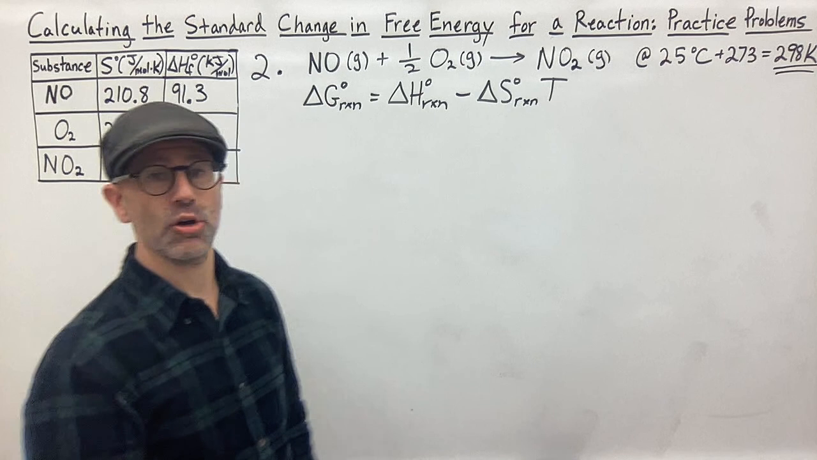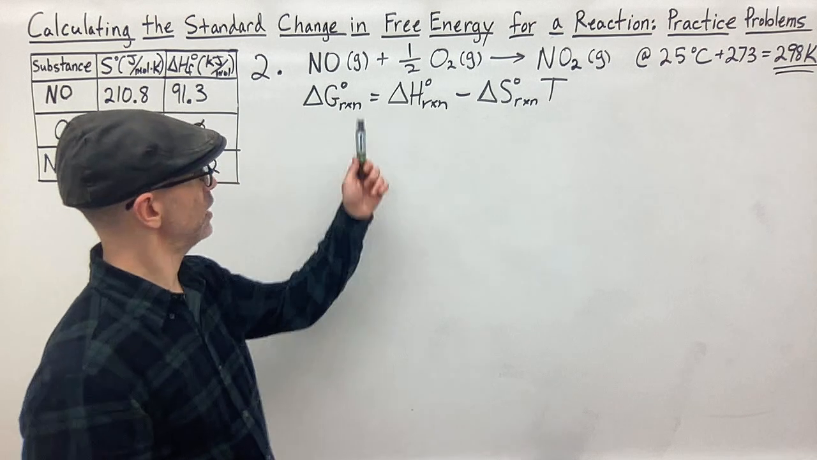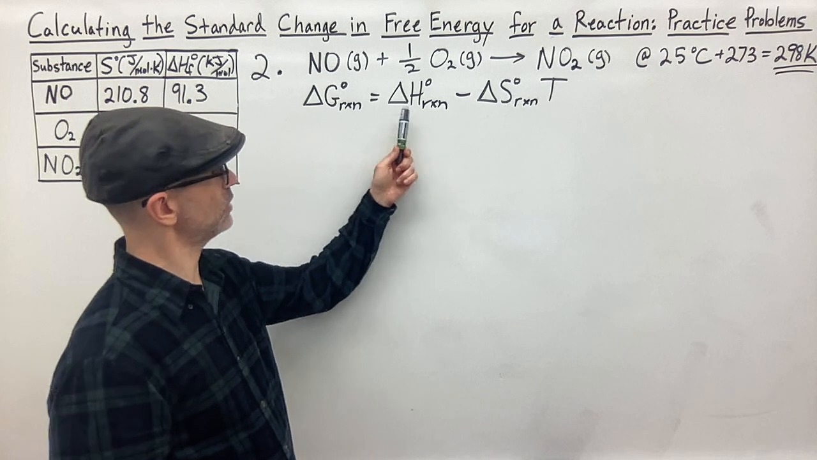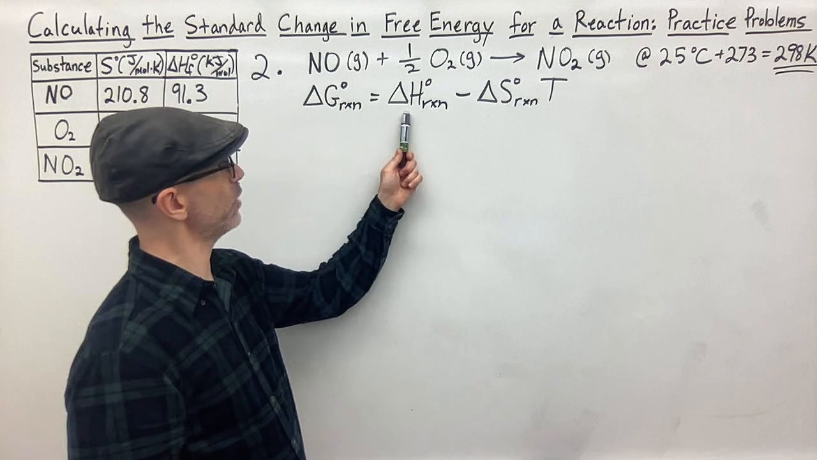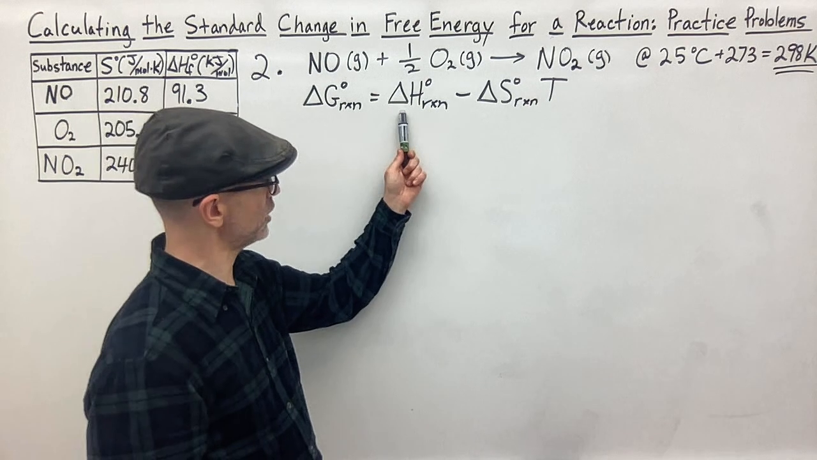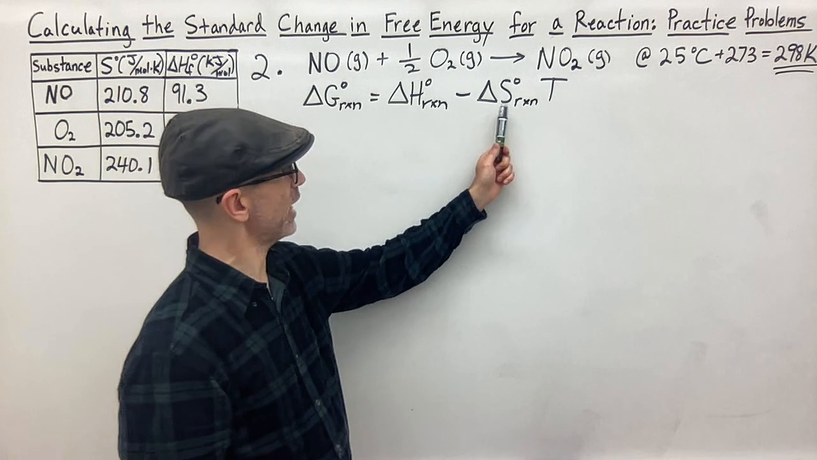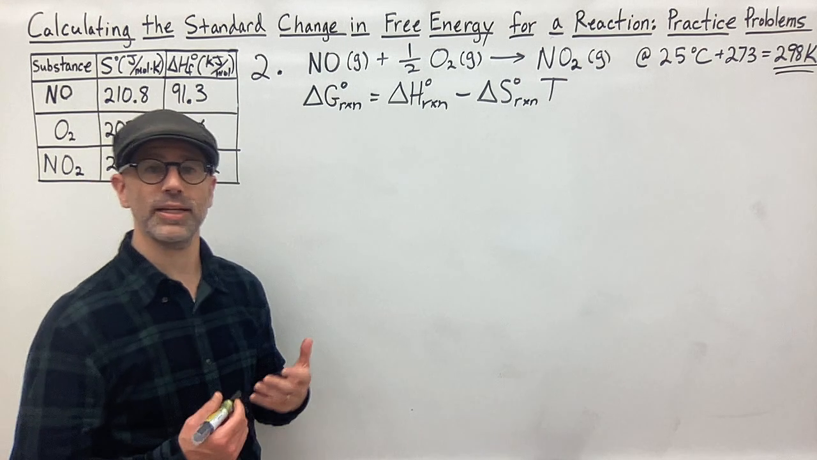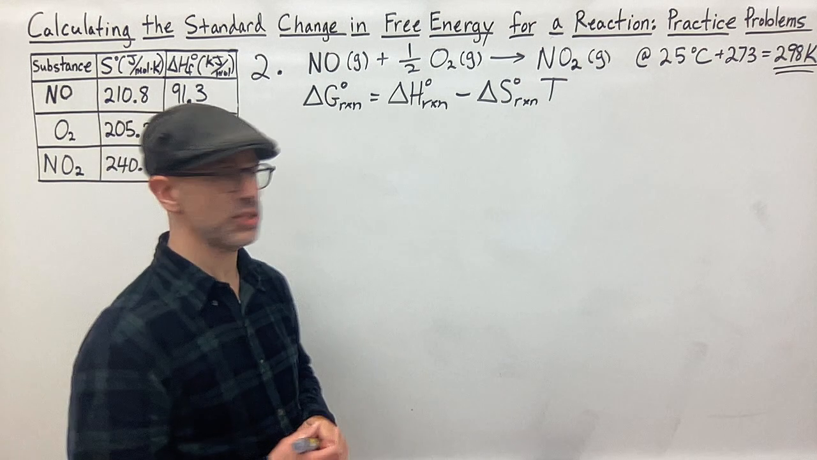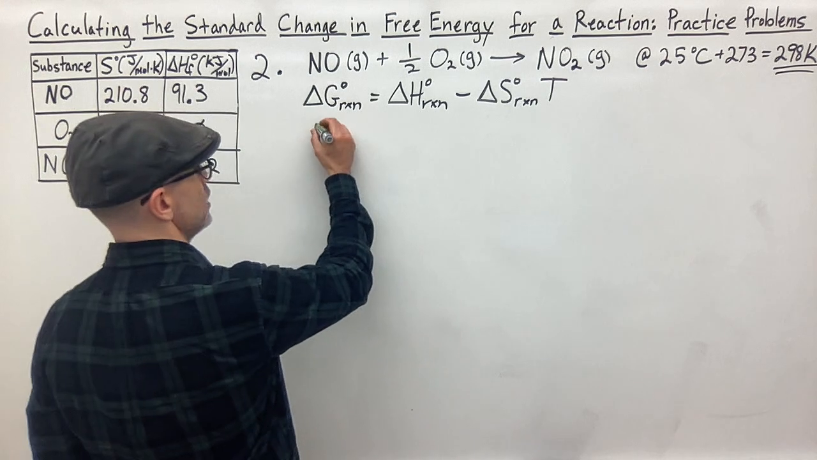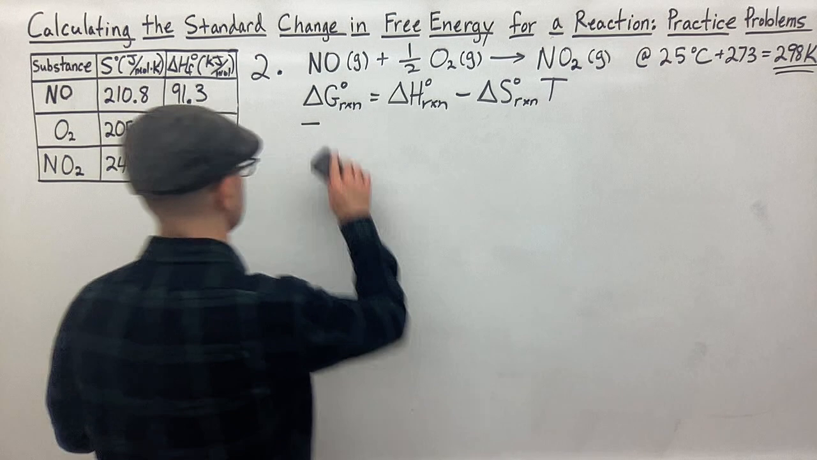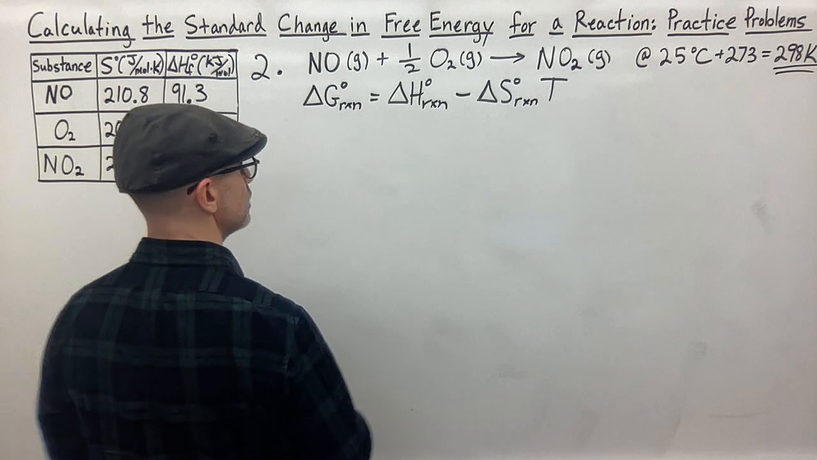Okay. So then all we need to do is calculate the standard enthalpy change of a reaction, and the standard entropy change of a reaction. And so to calculate the standard enthalpy change of a reaction, we're going to use this equation. So let me fix that.